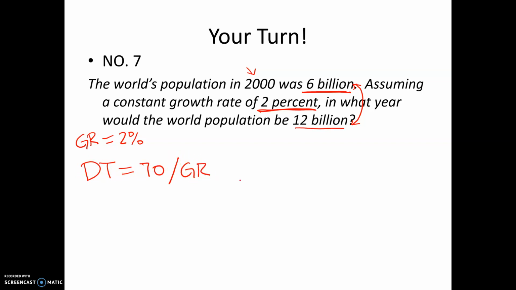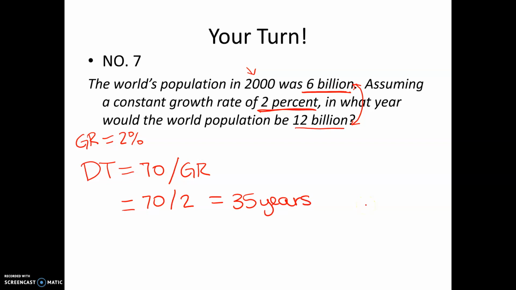So this actually turns into a really easy problem. We already have a growth rate. So we're going to say 70 divided by 2. Remember, we take off that percent, and that's going to be our doubling time. 70 divided by 2 is 35 years.